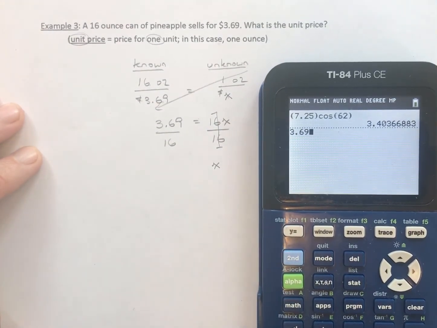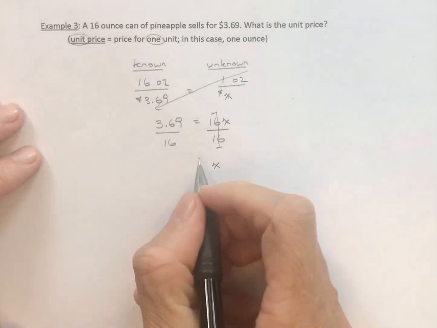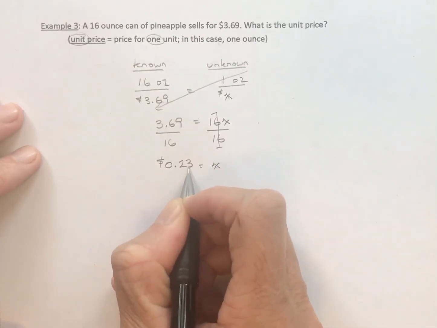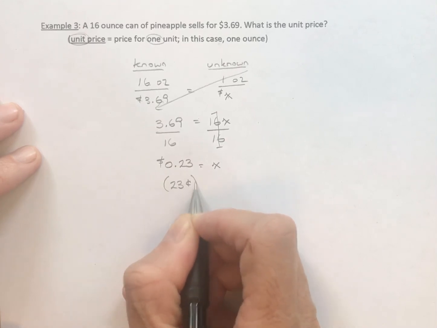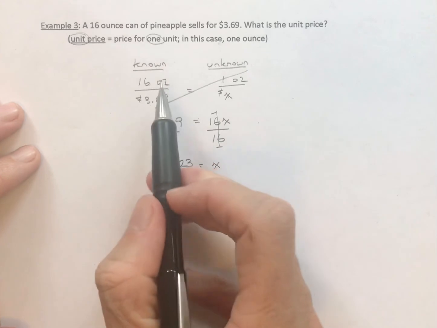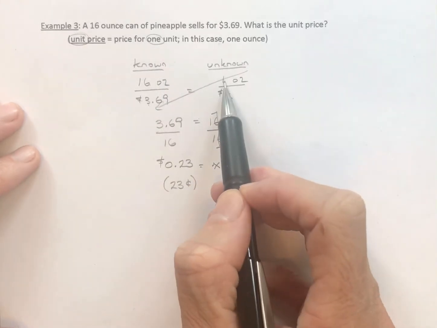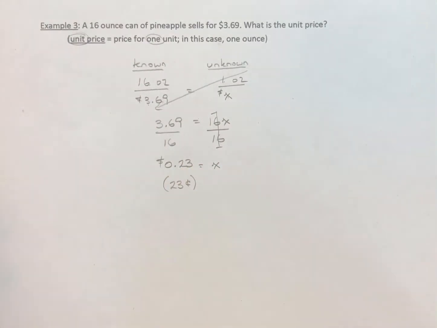3.69 divided by 16. Looks like it's going to be 23 cents. Because we're talking about dollars and cents here, I don't want to go past the second decimal place. So it looks like this is going to be $0.23. And of course, the other way to write this is 23 cents. Okay, so if 16 ounces were $3.69, that means that 1 ounce is 23 cents. Okay, so there you have it.